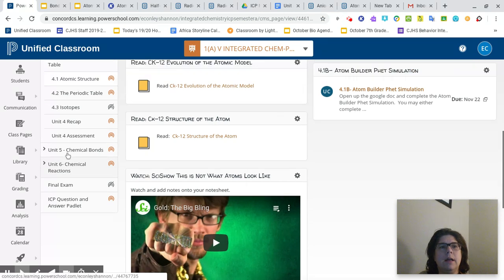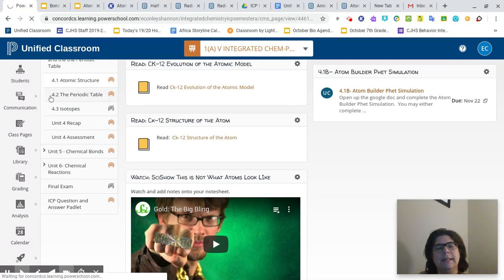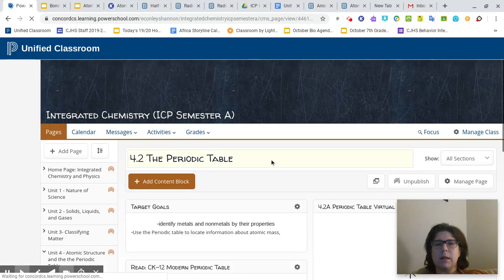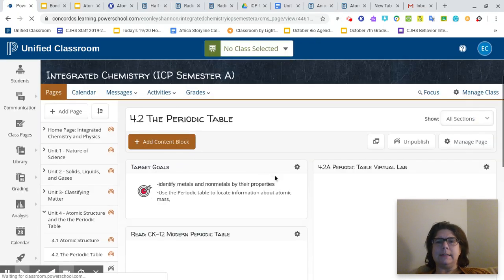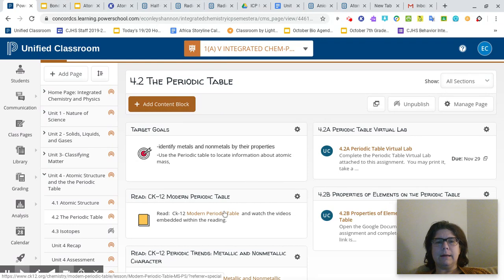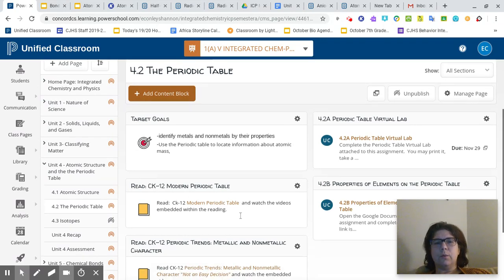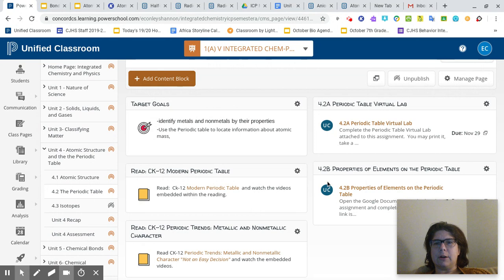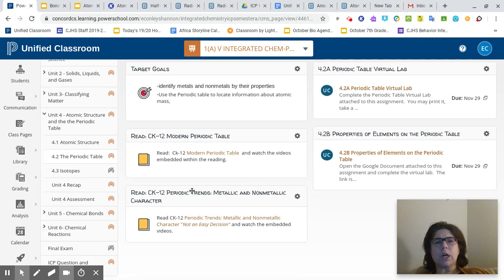In the second section, then, we're going to take these different atoms of elements that we're learning about, and we're going to look at how we organize them, and how they're organized on the periodic table. And so we're going to have a reading on the modern periodic table and an activity, a virtual lab to go with it, where we're just looking at the different trends. And then we're going to look at how some of these trends on the periodic table can help us predict the characteristics of different types of elements that are found there.